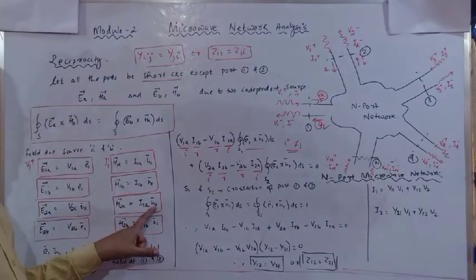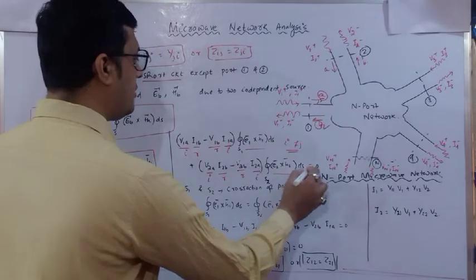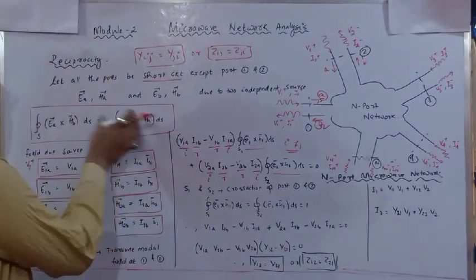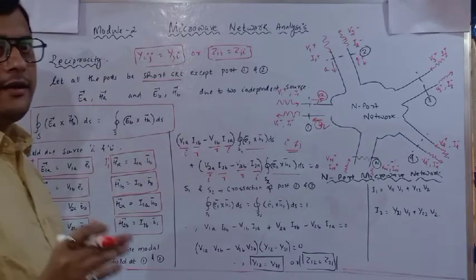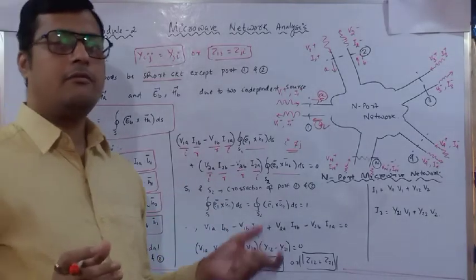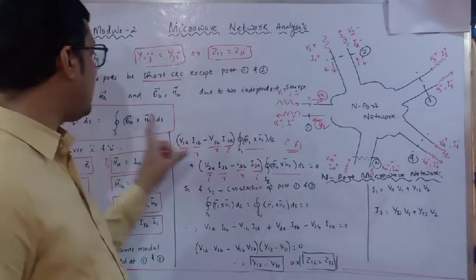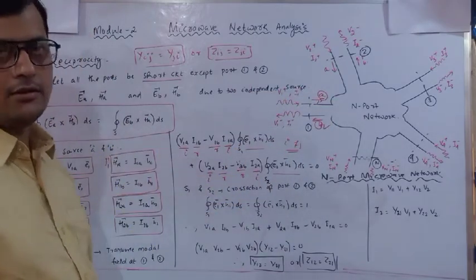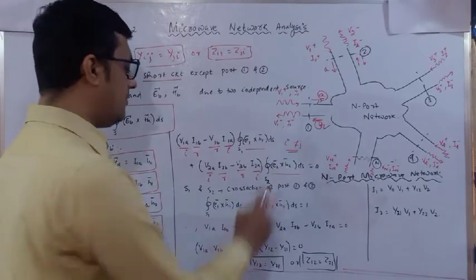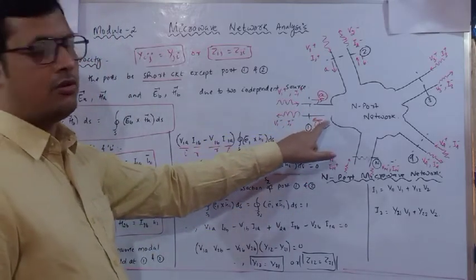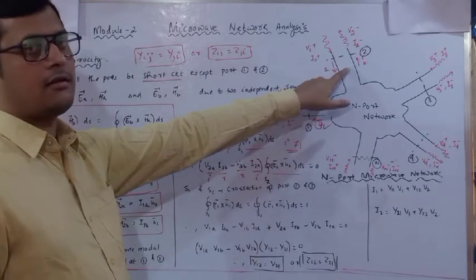E2 cross H2 dot ds is equal to 0, because I have taken this component. I have to add the total power for port 1 and port 2, and the resultant must be 0, as per the equation we have considered. So it is equal to 0. Then what are S1 and S2? S1 is the cross section of port 1, and S2 is the cross section of port 2.